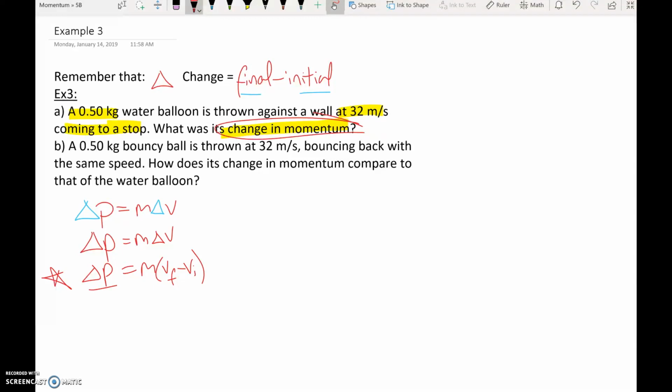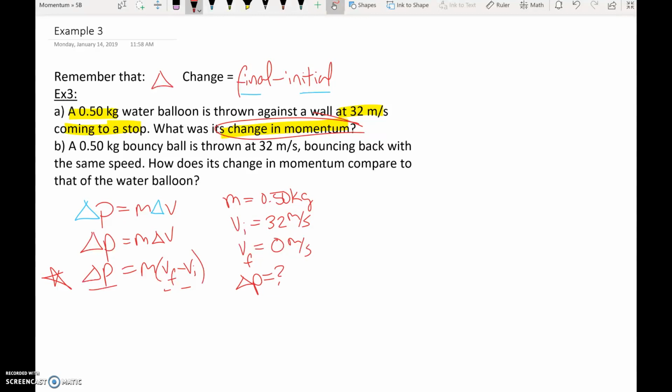That's what we're going to be looking for. So let's do our variables. There's that mass, 0.50 kilograms. The velocity in here, now we have to have a final and an initial, which means I have to have a final and initial velocity here. All right, so the initial was 32. And the language comes to a stop tells me that the final is 0, and we're looking for delta P.